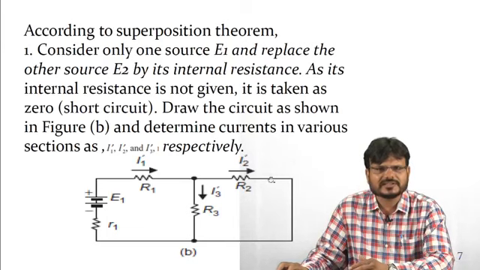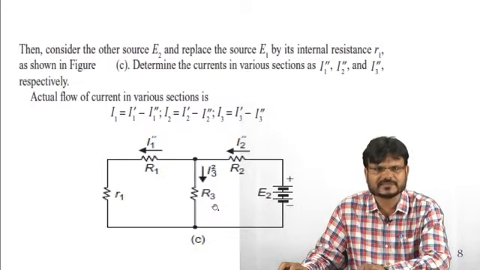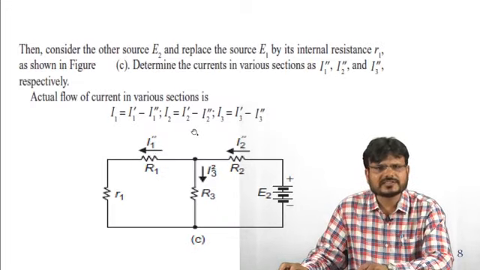Then draw the circuit as shown in figure B and determine the current in various sections. You have to find the current I1 dash, the current I2 dash, and then the current I3 dash. Then consider the source E2.